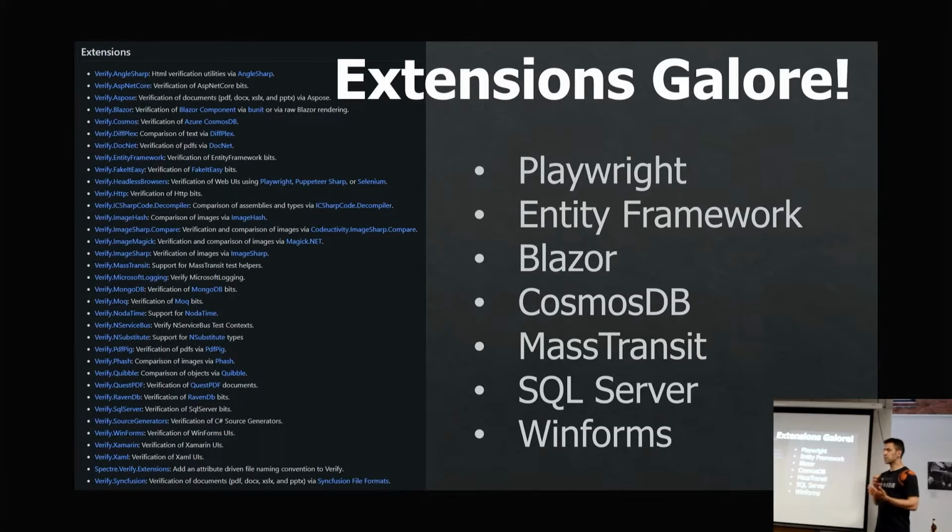So Simon has made this library very, very extendable. So you can see on the left all the extensions. It's got loads. I've called out a few here, things like Playwright, which I'll show in a bit, Entity Framework, Blazor, Cosmos DB. I won't read them all out, but these are the ones that kind of jumped out as being really cool, but obviously there's a long list.